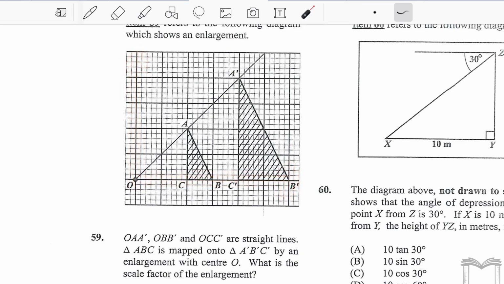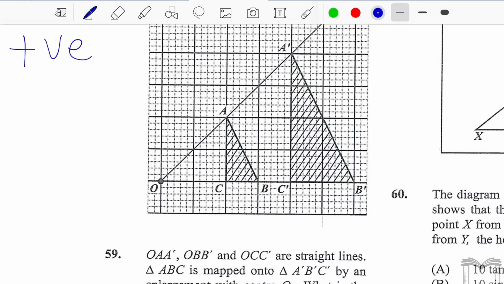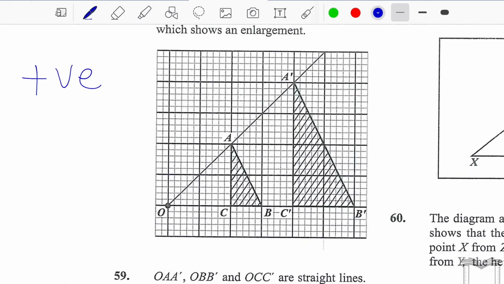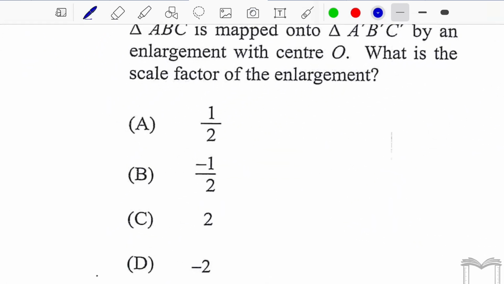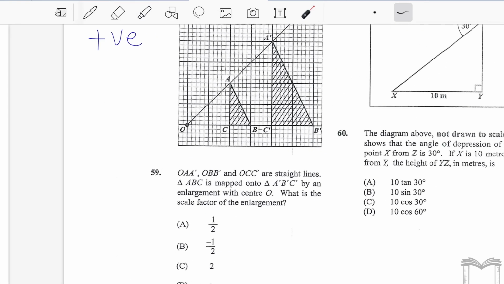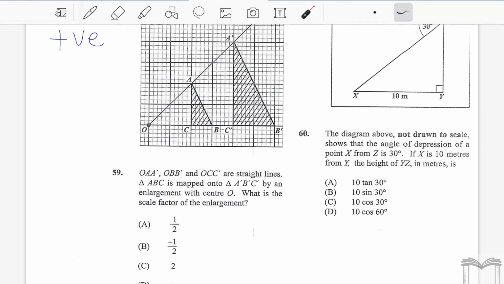So we are expecting to see two things. One is that the enlargement is positive, and that it's a whole number, right? Positive because it's getting bigger in the positive x direction and positive y direction, and a whole number because it's not being reduced. So already we can have an idea what the answer is. 2 is the only number that is positive and a whole number. But I will still go further to explain.